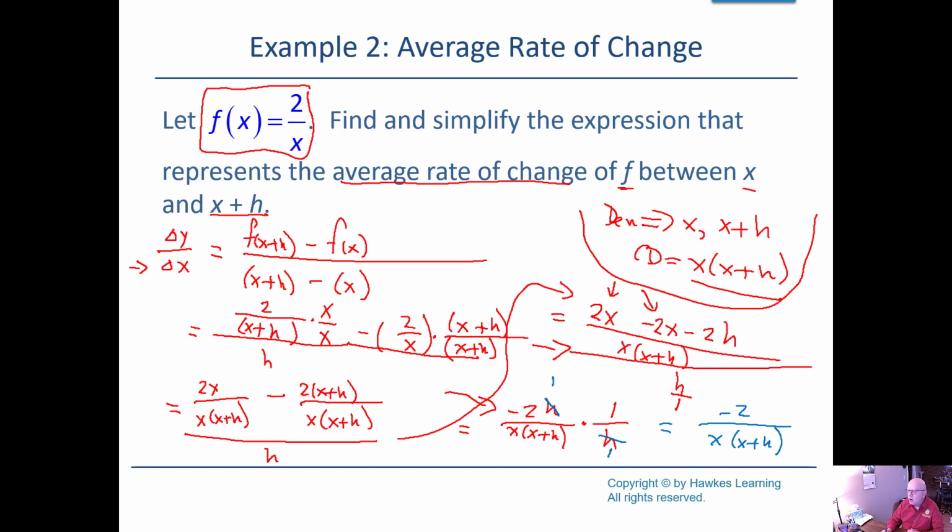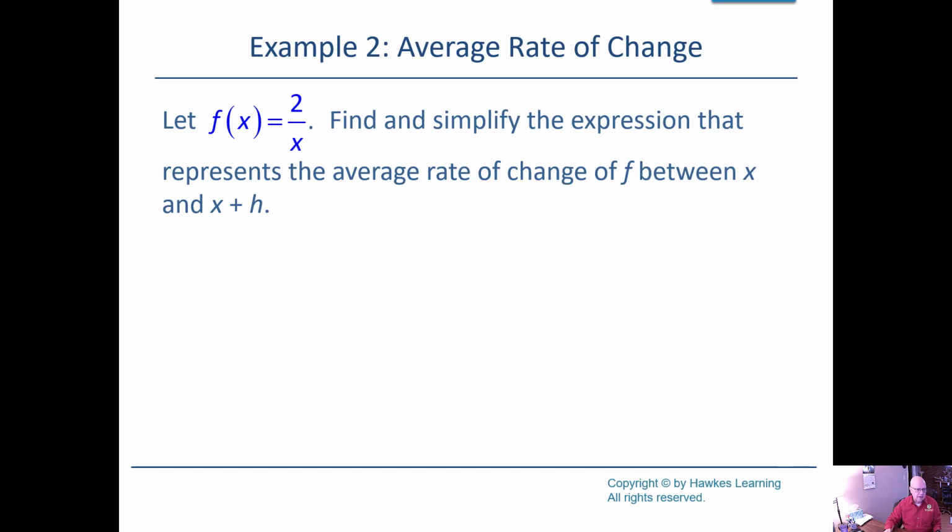And that will be our average rate of change. Now it doesn't say anything about instantaneous, so the h stays exactly where it is. This is our average rate of change, and h can be whatever you want it to be. We're not saying h approaches 0 this time. Got that? Moving on.